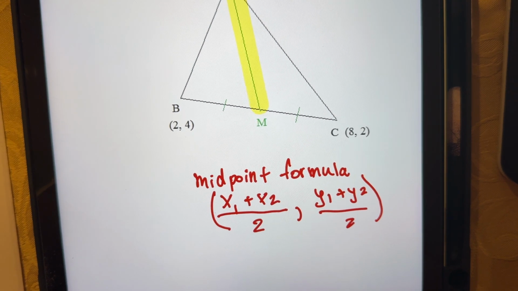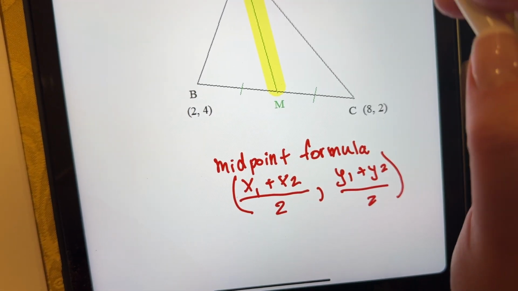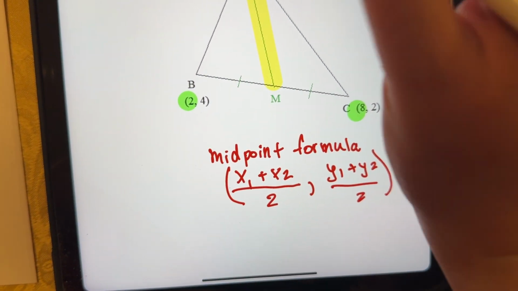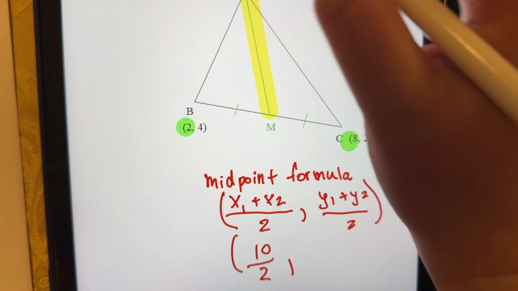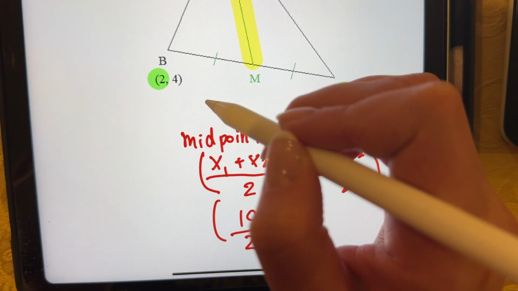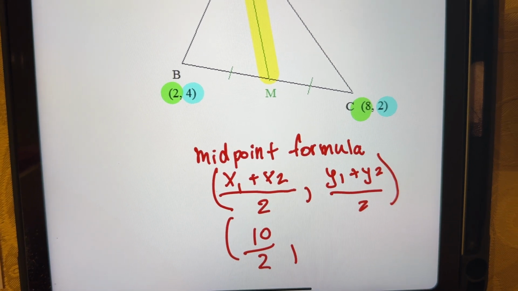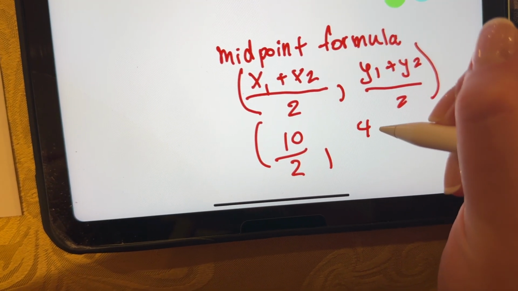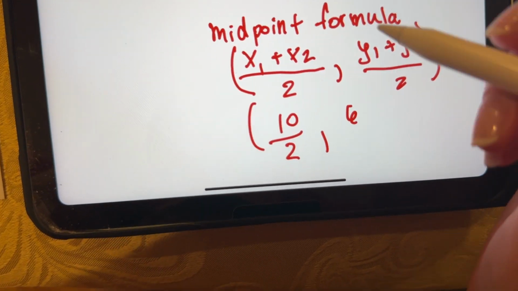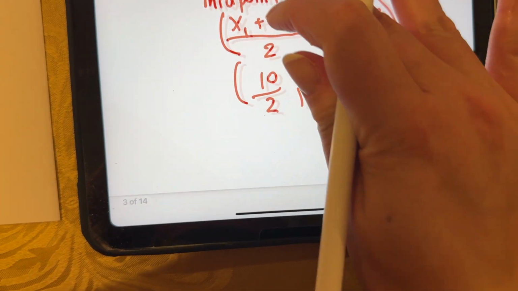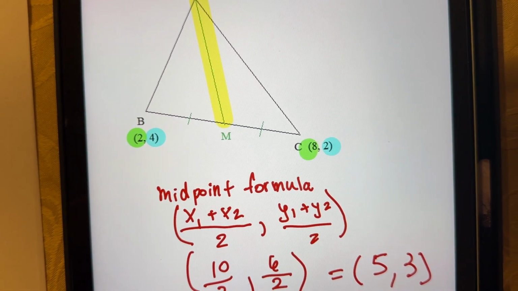In this case, what that's going to look like is 2 plus 8, that came from here and here, 2 and 8. So 2 plus 8 is 10. 10 divided by 2 is 5. Then we're going to do the y values, here and here, 4 and 2. Let me just simplify it. It's just 6, and 6 divided by 2 is 3. So this is just 5, 3. This is my midpoint, the middle point between B and C.